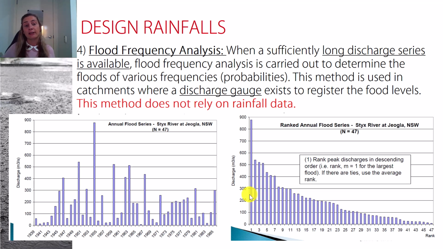So flood frequency analysis is something that you can do if you have a long time series of flood observations, and using that series, for example, if this is the series of flood discharge in your river, then you will apply some sort of frequency analysis method. For example, you can rank the floods from highest to smallest, and you can associate to each discharge a certain probability, okay? So this is a flood frequency analysis.